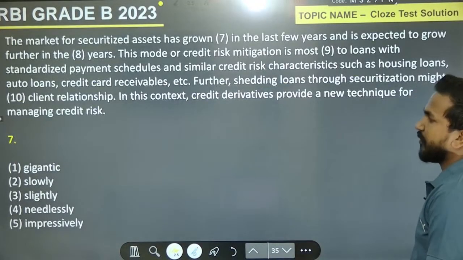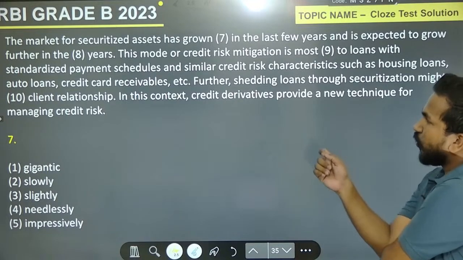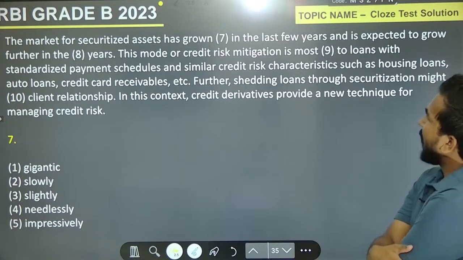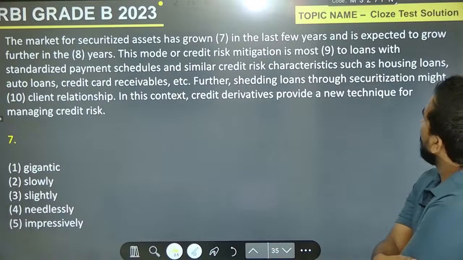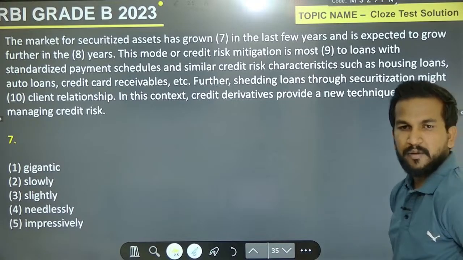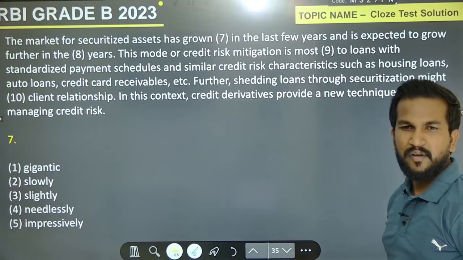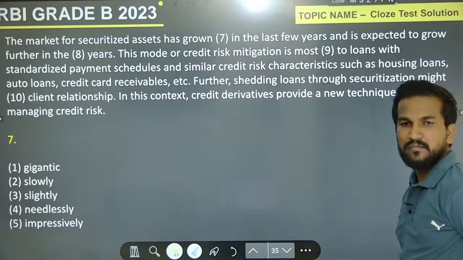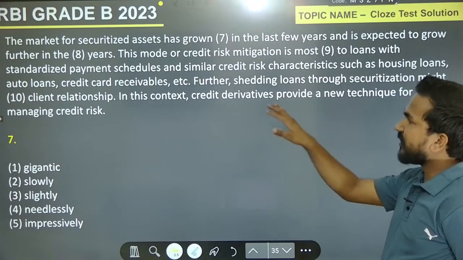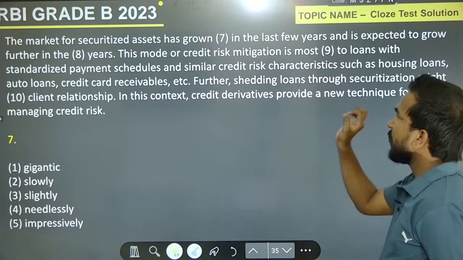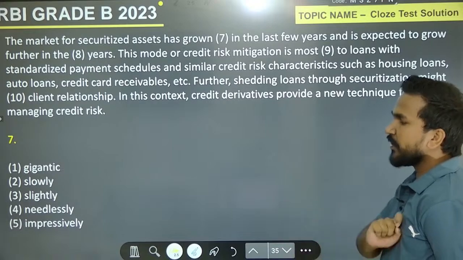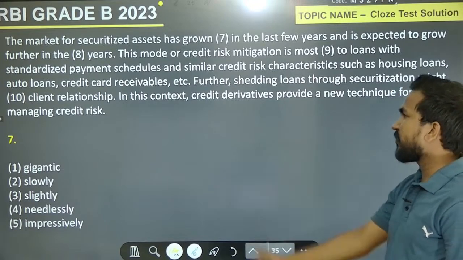Now we have the seventh one, and it must be the market of securitized assets has grown blank in the last few years, and is expected to grow further in the blank years. That will be very, very easy. Go for this one. Okay, gain was perfect. Now we have the 7th question. The market for securitized assets has grown gigantic, slowly, slightly, needlessly or impressively. And this is the usual word.